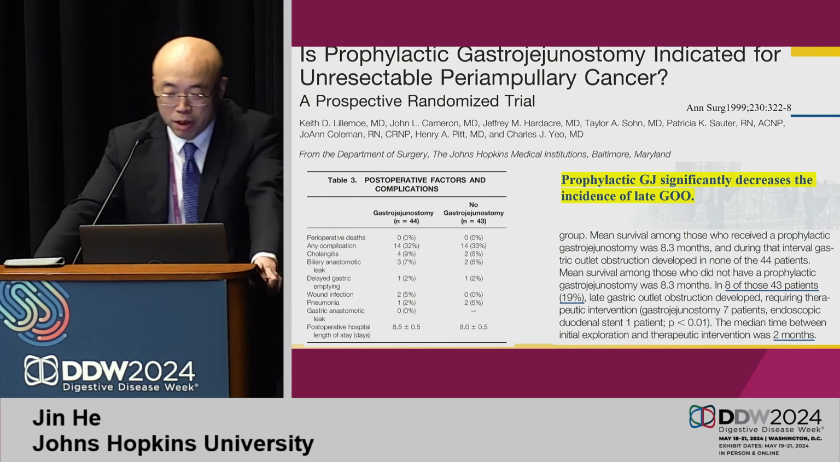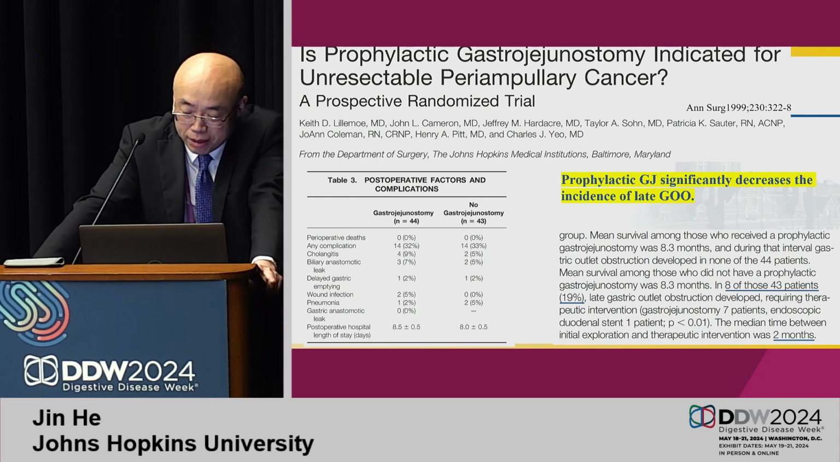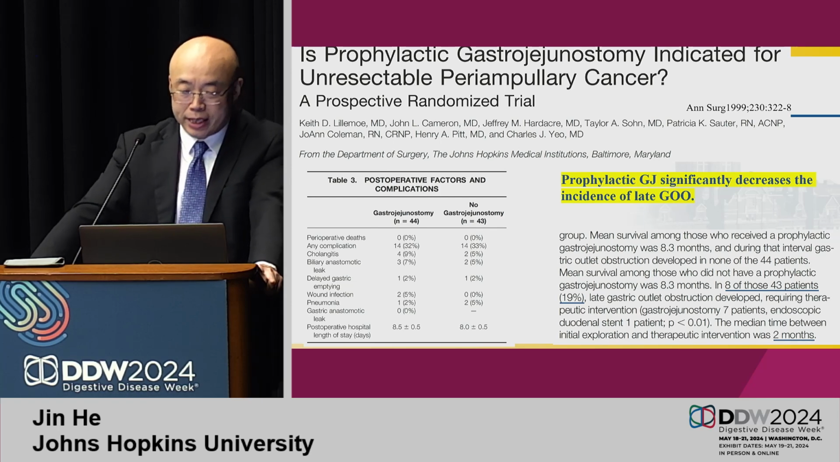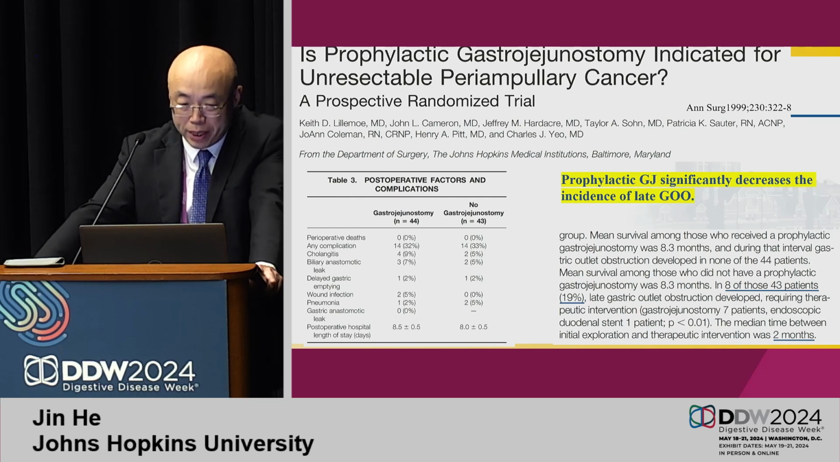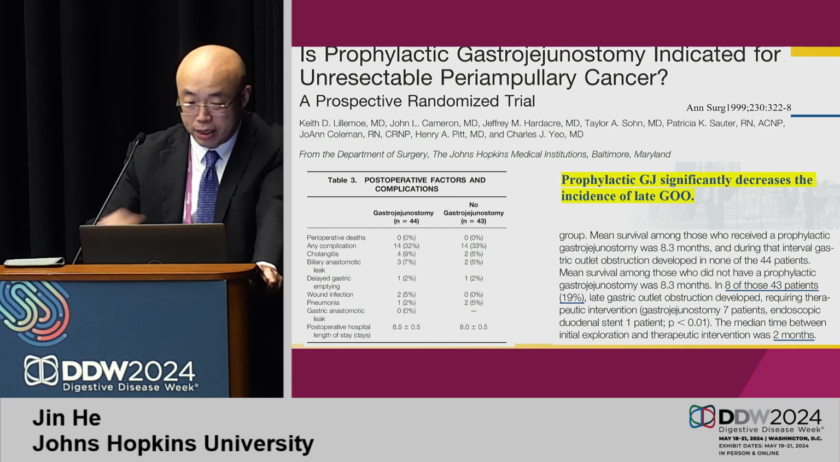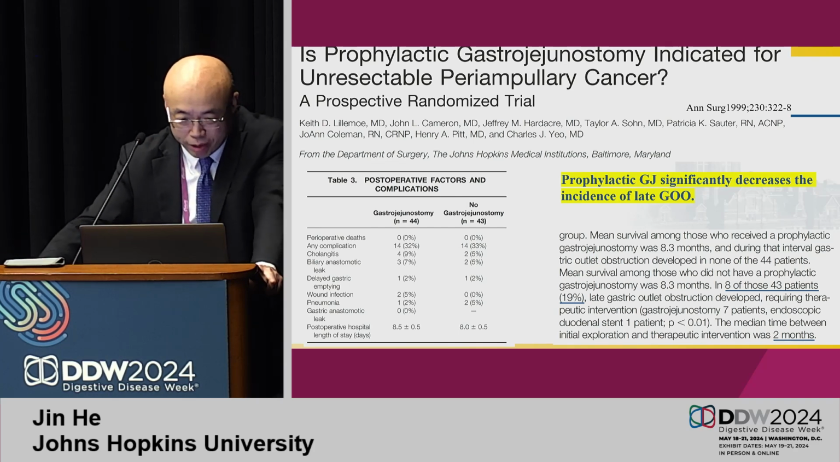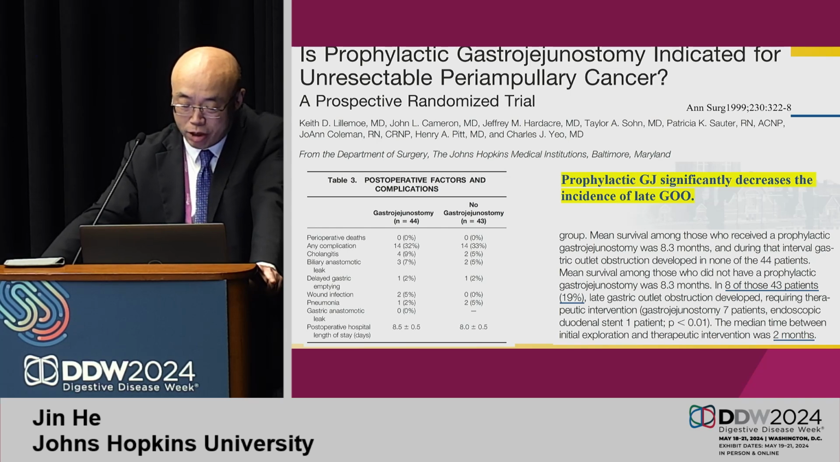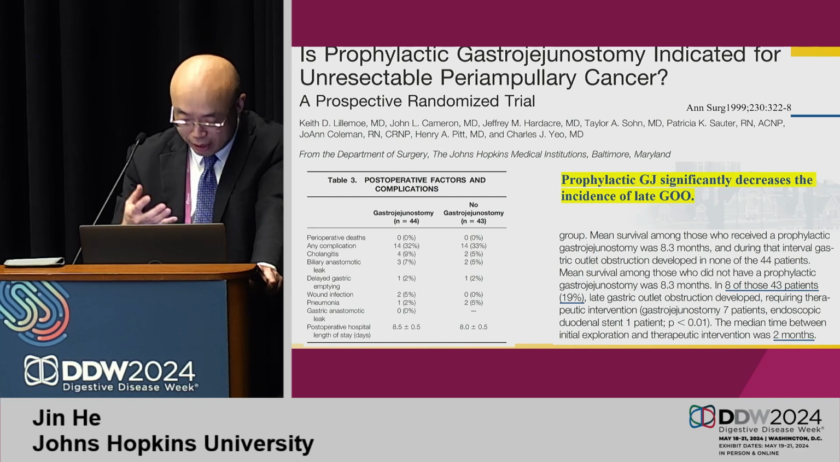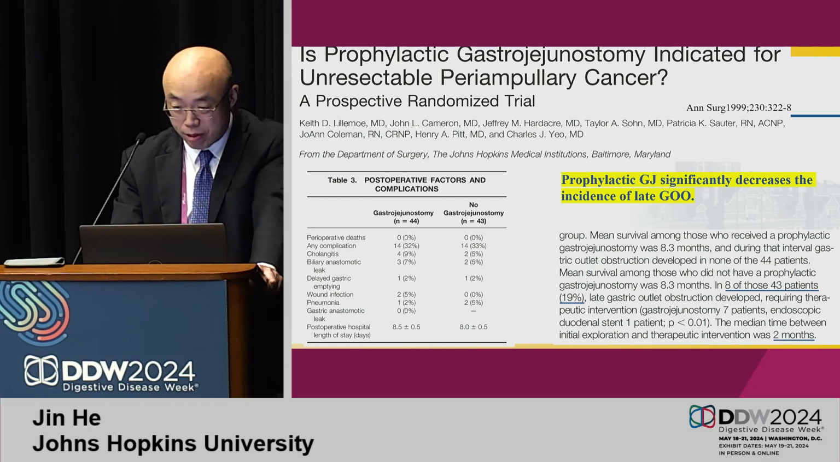This is one of the very early surgical publications from the Hopkins group, looking at the role of prophylactic GJ for patients with unresectable periampullary cancer. This is a small randomized clinical trial looking at GJ versus no GJ, prophylactic. Clearly, looking at the outcome, prophylactic GJ significantly decreased the incidence of late GOO.